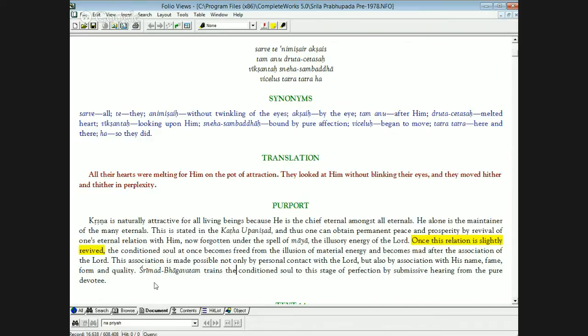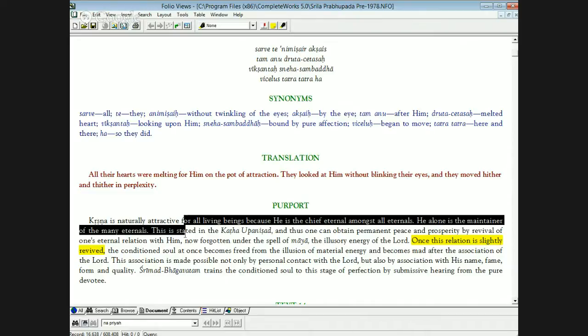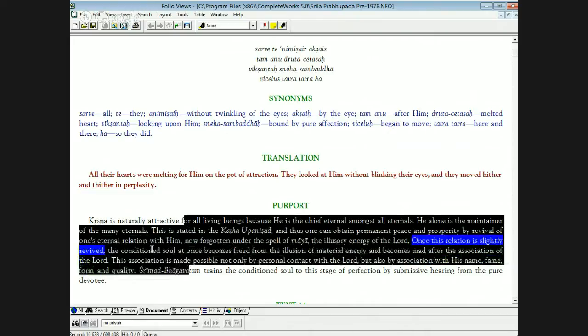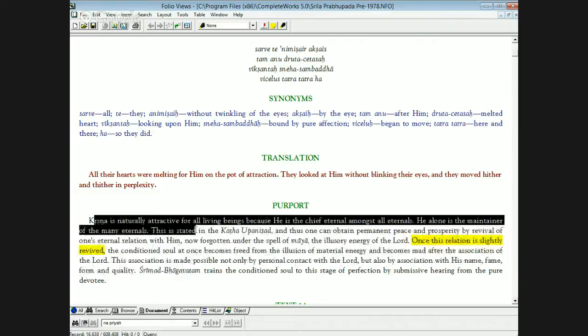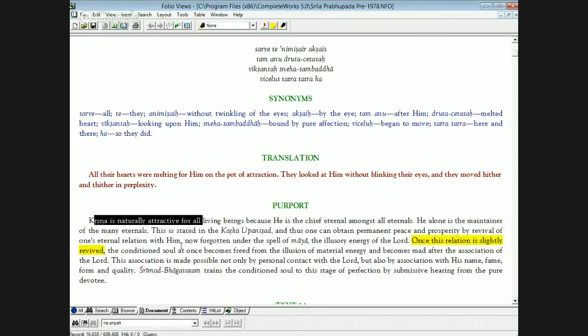pure devotee. So nice this purport, benedictory purport. Somebody reads this purport, his life can become perfect. Prabhupada is saying Krishna is so naturally attractive. Krishna is the enchanter of the soul. And he is the chief among all the eternals.